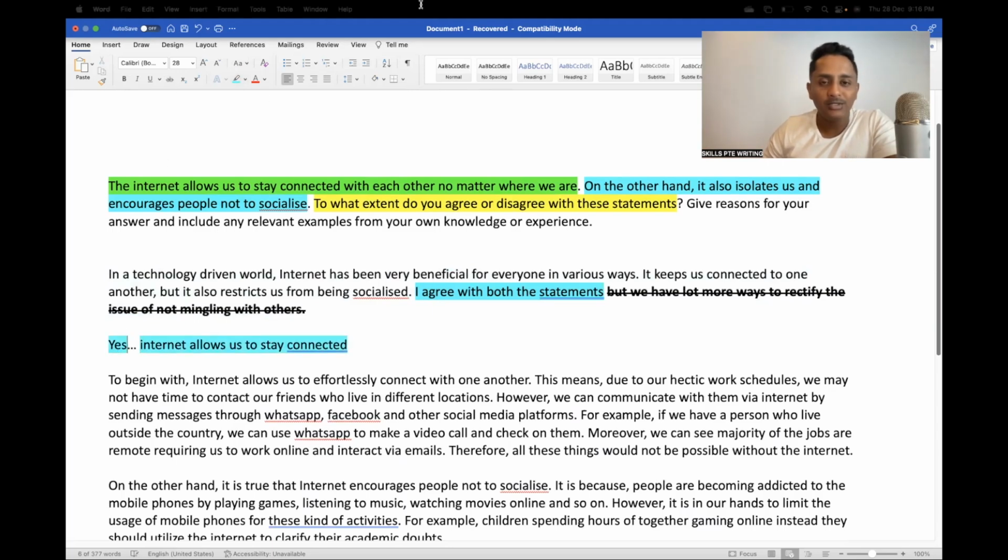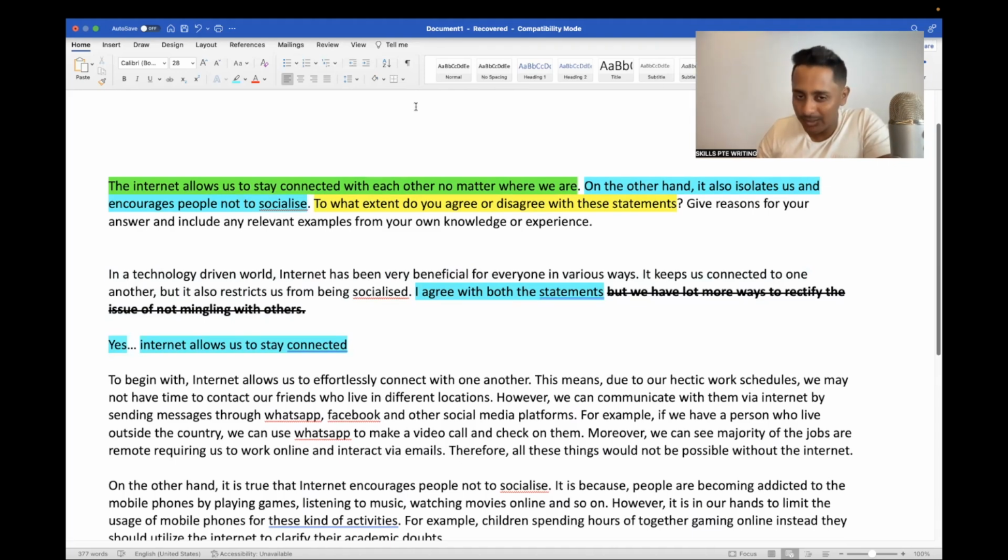Hope you're getting it. Any doubts? Hello, please. You can text in the chat option to stop and ask your doubts. I'll definitely do the needful.